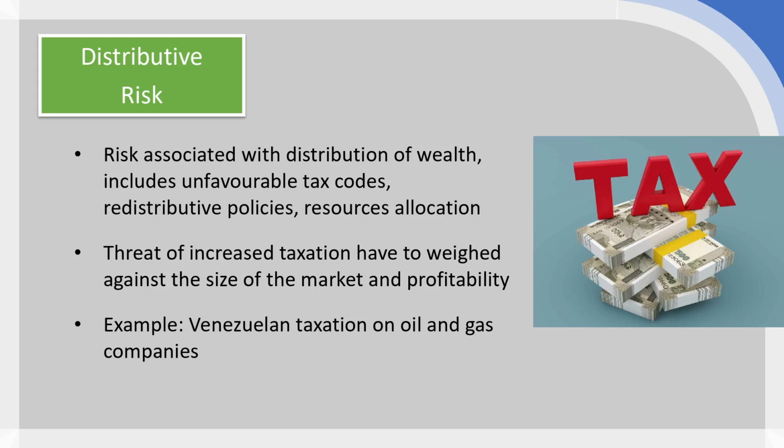So here we're looking at the ability of political systems to really control the allocation of resources and taxation and redistribution of wealth. And obviously, international businesses would prefer to have less of their wealth taxed, less of their revenue taxed, and far less potent redistributive policies. So low distributive risk would be the major benefit in these kinds of countries.